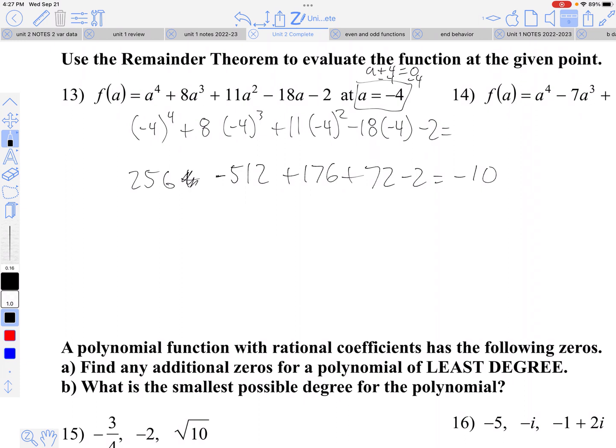So basically, if I were to have divided a plus 4 into this polynomial, the remainder would have been negative 10, which just helps me know that, hey, negative 4 is not a root. It's not a 0. It's not a solution. All right? But that would have been the remainder.